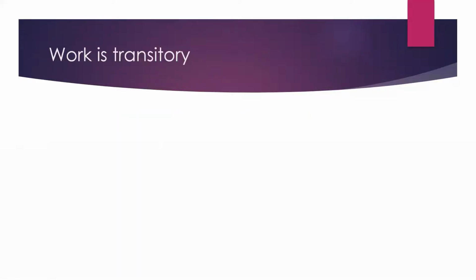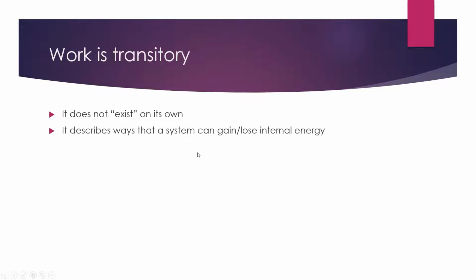One very important thing to note about work is that work is transitory. So what do I mean when I say that work is transitory? Basically, I mean that work does not exist on its own. So for example, if I have a balloon and I ask you what is the work of this balloon, that is not really a question that we can ask. That balloon has a pressure, it has a temperature, it has a volume, it has an internal energy, it has an entropy associated with it, but it doesn't have a work. Now, if I took a balloon and pumped air into it, and now I had an initial state and a final state, work is done as I went from one state to another. So work is a way that a system can gain or lose internal energy.